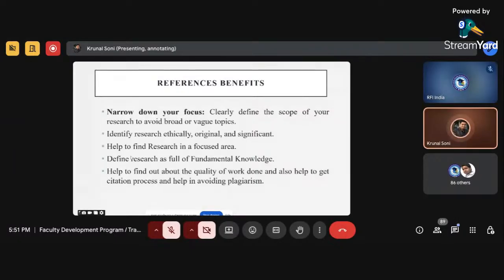It helps to find out the quality of works that has been done, and also helps in the citation process and in avoiding plagiarism, right? So that's what I have said. If you are drafting somebody's work or some other researcher's work in your research area without any citations through the referencing in bibliography, it will directly count as plagiarism. So obviously, if you are planning for publications, the plagiarism should be avoided at the first instance only. So it is our first and prime focus area while drafting a research paper.